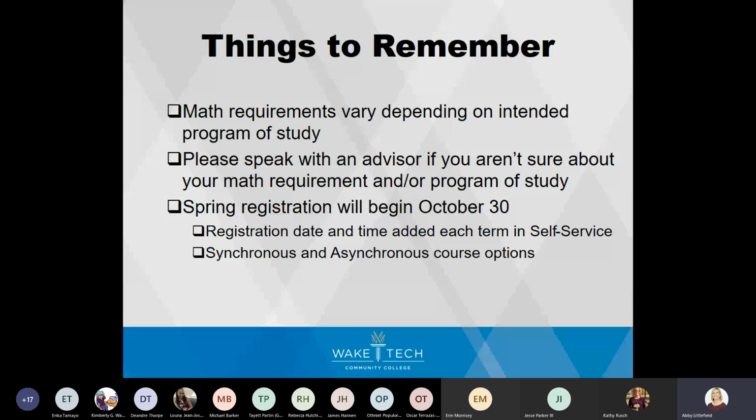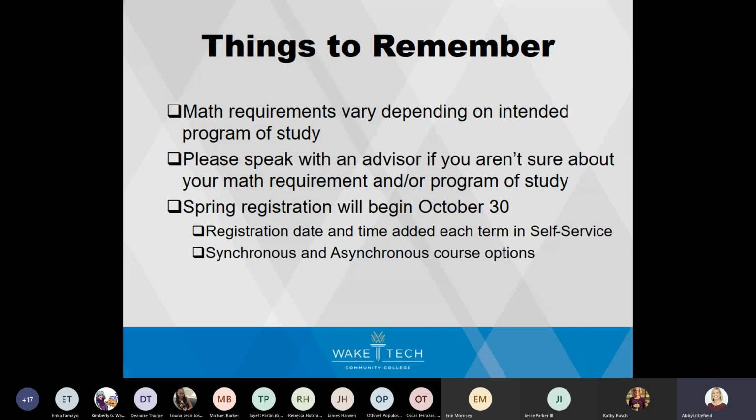All right, so some things we want you to remember, again, as you're planning for the spring semester. One of them is that, like we've already mentioned once before, math requirements do vary depending on your intended program of study. So if your plan is to ask a friend that also attends Wake Tech or to ask a classmate in this class what you need to be doing, we would highly encourage you not to do that because it's probably not going to be the same answer depending on the program. So just make sure that you're using that progress tool in addition to speaking with an advisor to make sure you're 100% clear about what you need to be doing.